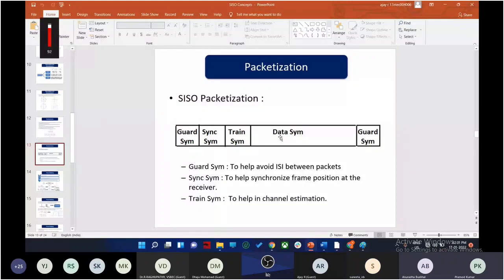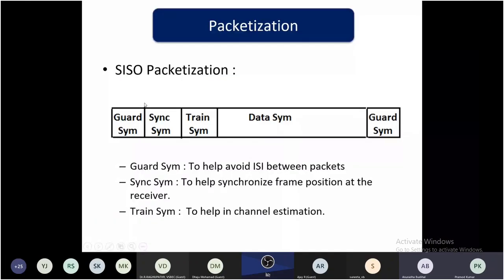So as you can see, at the transmitter, we have added guard symbols, sync symbols, training symbols, data symbols, and guard symbols. Raghavendra might have told the importance of all of this. The training symbol is very important at the receiver side during channel estimation and equalization. The training symbols which we send at the transmitter side will be used at the receiver.